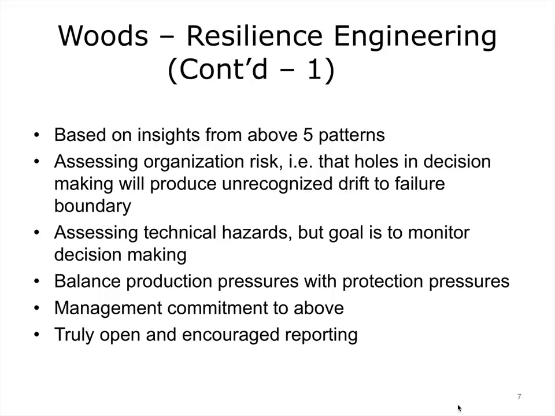Based on insights from the 5 patterns presented earlier, Woods advocates resilience engineering, for example, building error prevention and recovery into the system. This must be done by assessing the organization's risks and recognizing that holes in decision-making will produce drift towards the failure boundary. Technical hazards must be assessed, but with a goal of monitoring decision-making. Production pressures must be balanced to keep a schedule so that other production goals do not force ignoring safety measures.